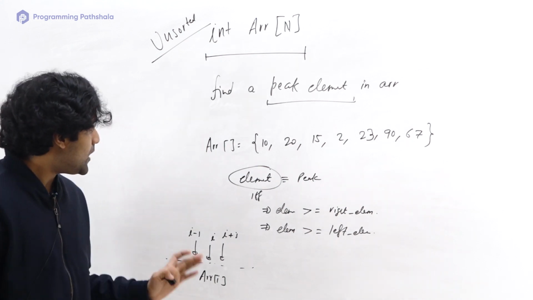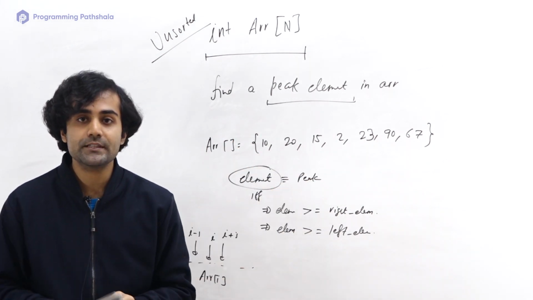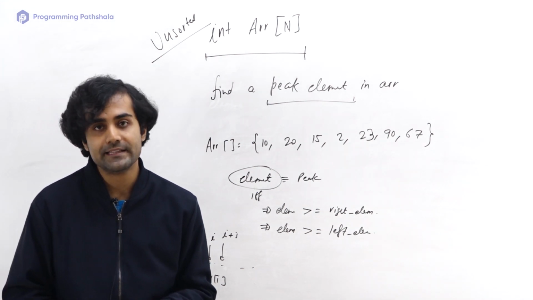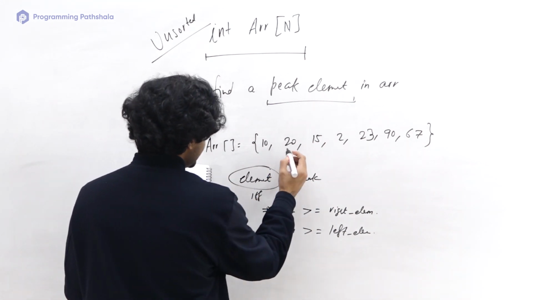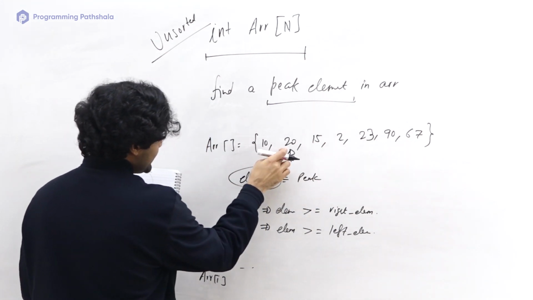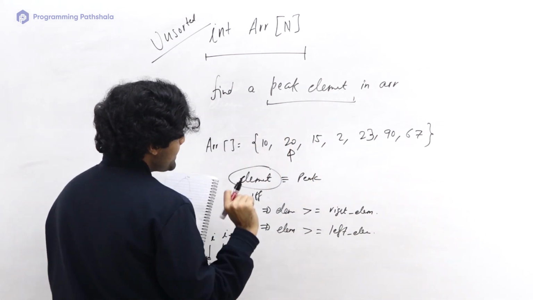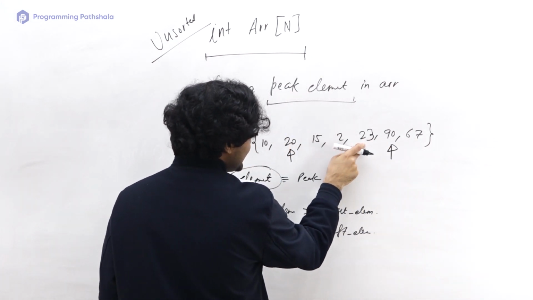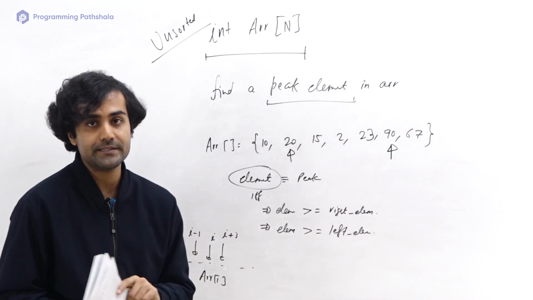So now if this is your array, how many elements do you see over here which can be regarded as peak elements? Just pause and think about it. Okay guys, so if we take a look, 20 is greater than or equal to 10 and greater than or equal to 15, so 20 is a peak. And how about this 90? This 90 is also greater than or equal to 23 and greater than or equal to 67. So 20 and 90 are the two peak elements in this array.